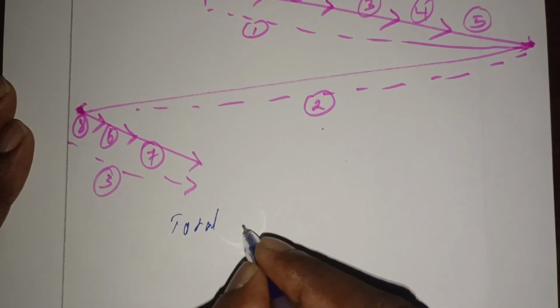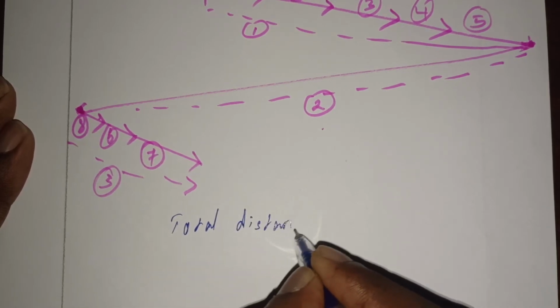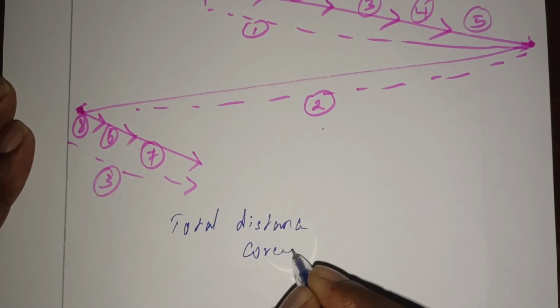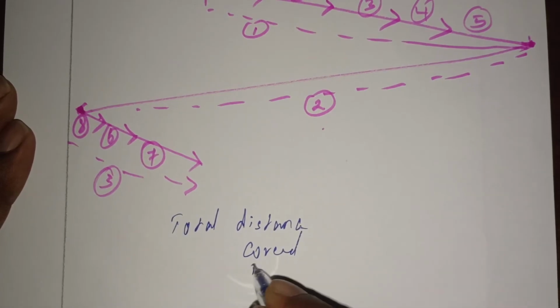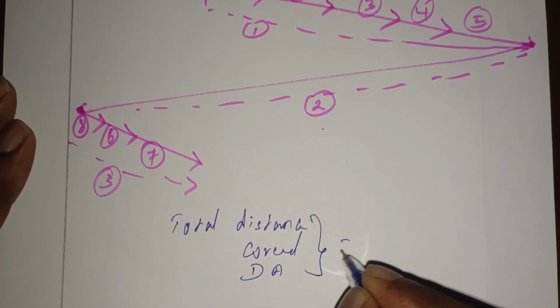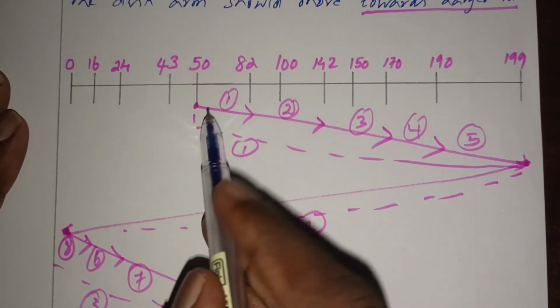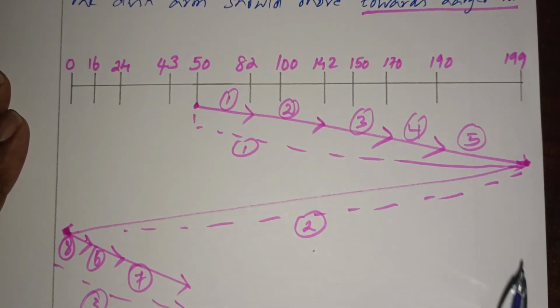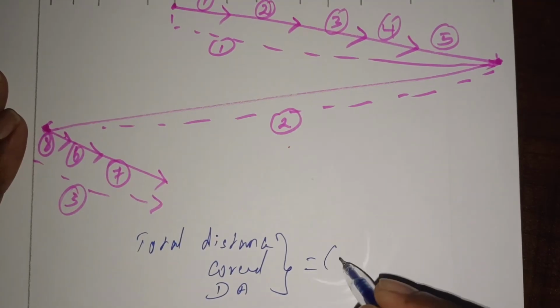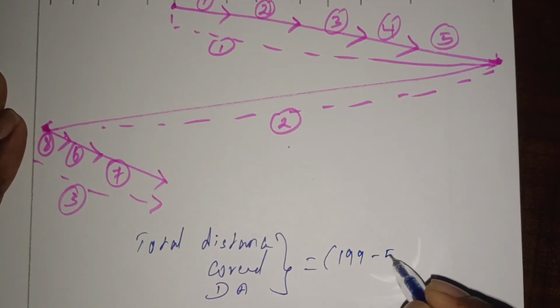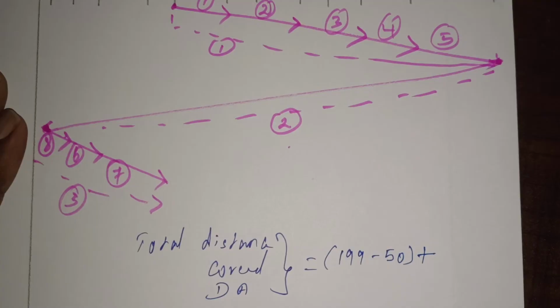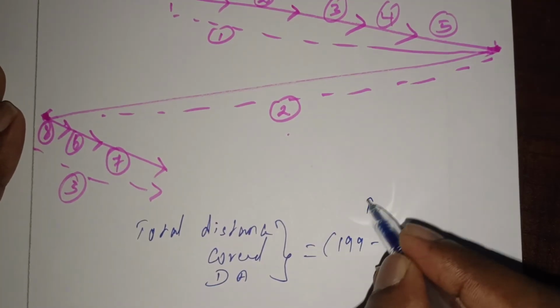So that is the total distance which is covered by the disk. DA stands for disk, that is equal to. So totally we can check it. 50 to 199, that is the first sequence. So I'm going to mention 199 minus 50 plus. Okay, this is the first sequence.